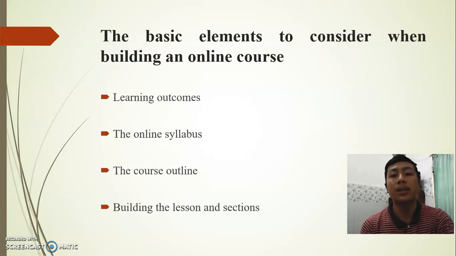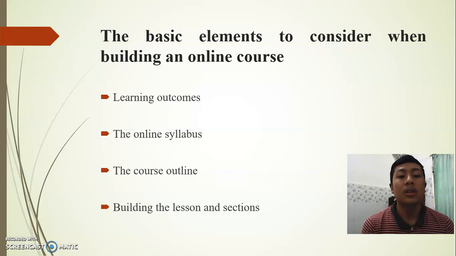Next is about the basic elements to consider when building an online course. The basic elements, such as learning outcomes. Outcomes are the core of an online course. This element is expressed at every stage of the process, including course materials, resources, activities, and assessments. Second, the online syllabus. The syllabus contains many of the same elements as an on-site syllabus. It is very needed to know about course requirements, evaluation process, contact information, schedule, and institutional policy.